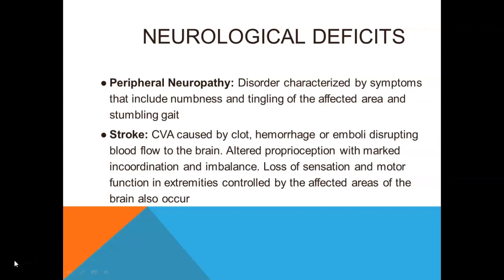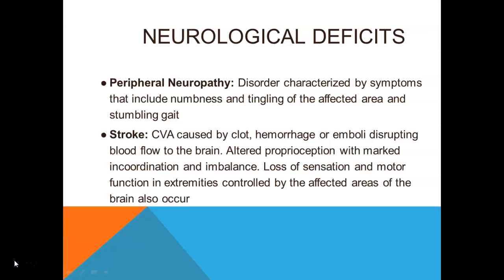We also have to look at neurological deficits, which relate to tactile. So tactile is touch. If someone has peripheral neuropathy, they will have a disorder characterized by symptoms that include numbness and tingling of the affected area, and they might have a stumbling gait because they can't feel that sensation and it's numb.